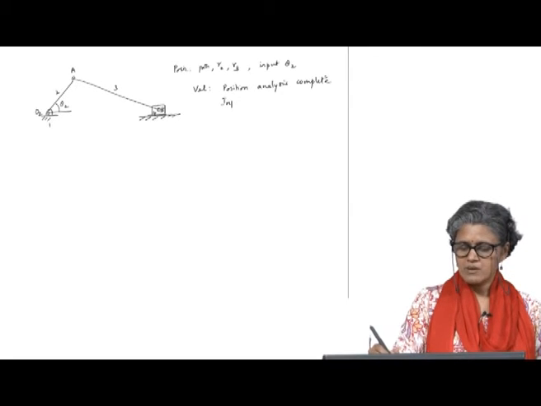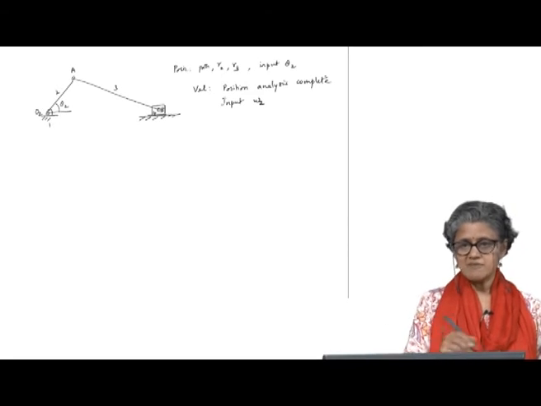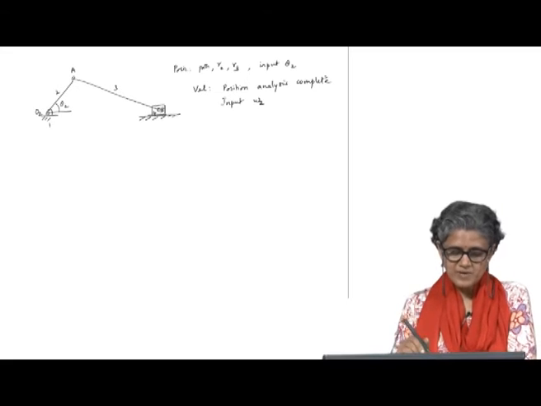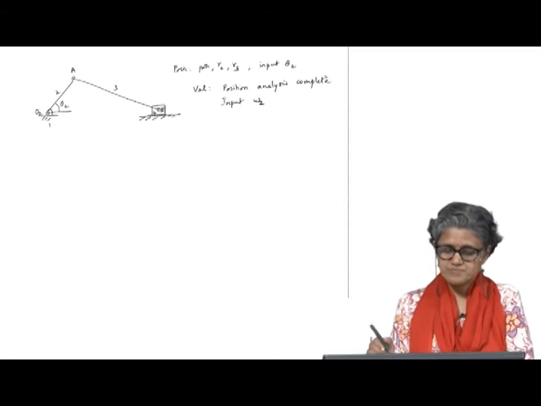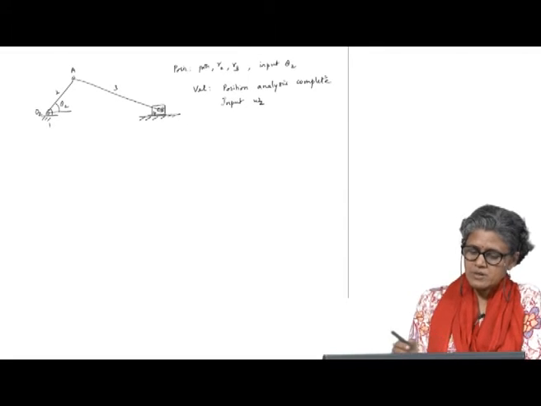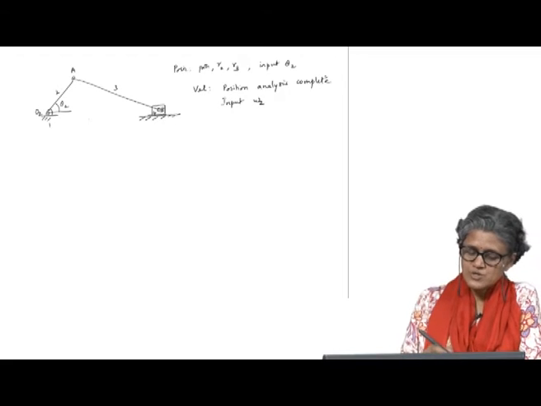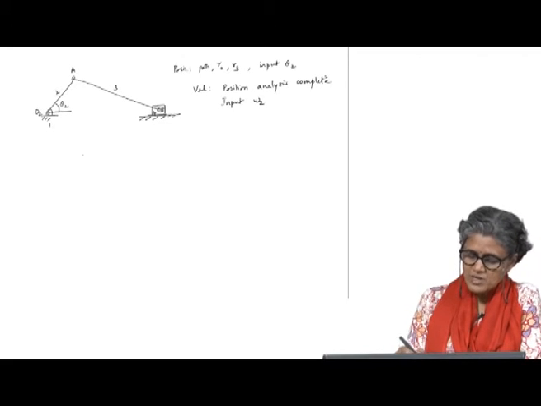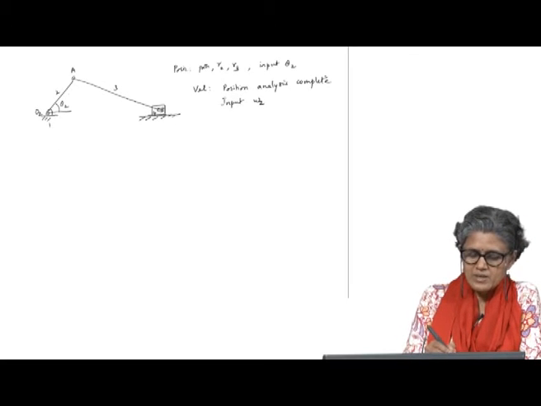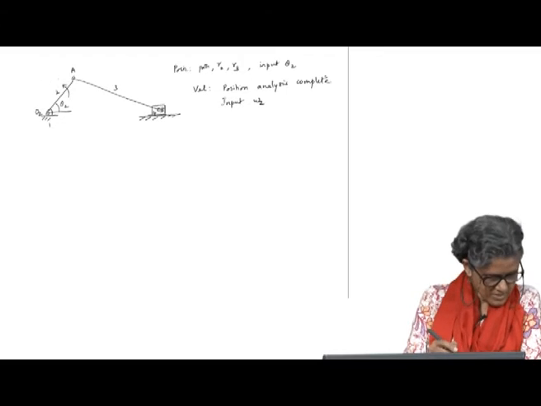Input may be omega 2. It could also be the velocity of the slider, as in the case of an IC engine, for instance. The input could be driven from the slider. So, your input is omega 2. Let us do the velocity analysis for this. Again, I look at this link.